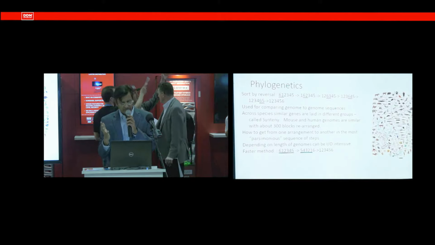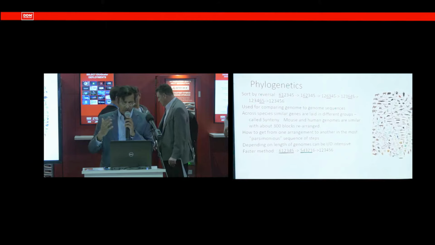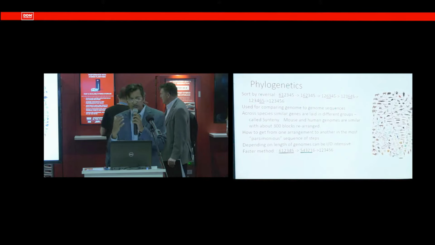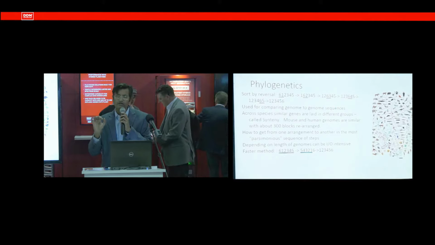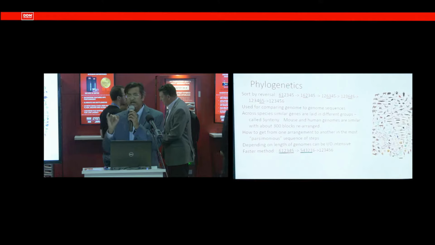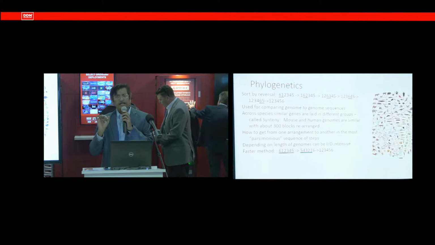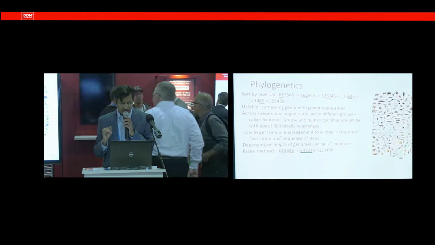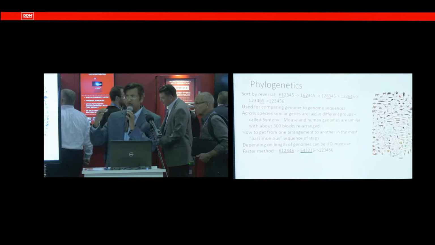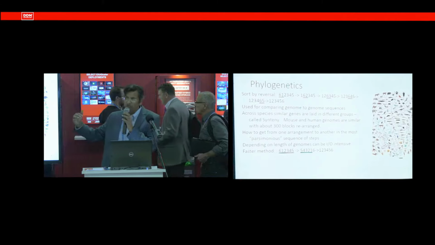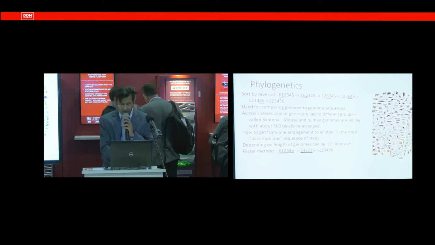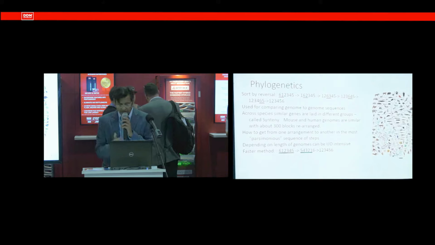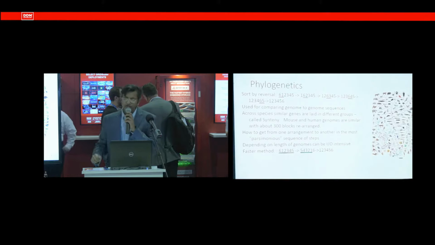It turns out, for example, when comparing across species, this is called synteny. The mouse and human genome structures are actually similar, except there are about 300 subblocks that are rearranged like this. As you can see, if you have long sequences, again, this leads to some very interesting I/O patterns. We want to get from one sequence to the other with the most parsimonious, or the fewest, number of steps. So, for example, like I show on the bottom, for the same sequence above, if we could find another way to sort this, that results in a much faster sequence.